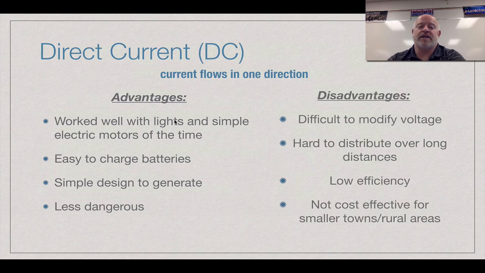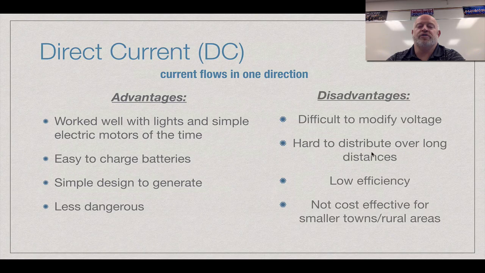Now, direct current, with that flowing in one direction, has some advantages if you're going to use lighting and simple motors. Especially back in those days, it worked better to power them up and made the power more consistent. Working with batteries is huge, it has a simple design, and it's less dangerous. Now, what makes it hard is it's hard to modify the voltage. Once you have the voltage set, you've got to stick with it.